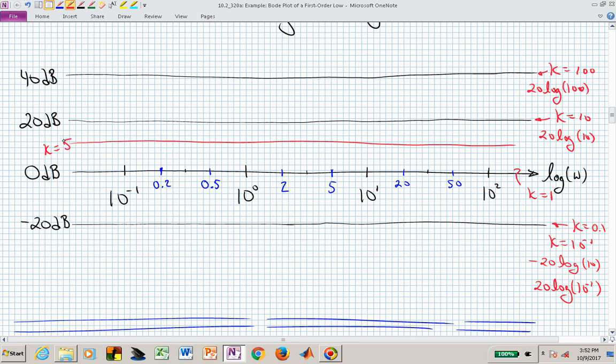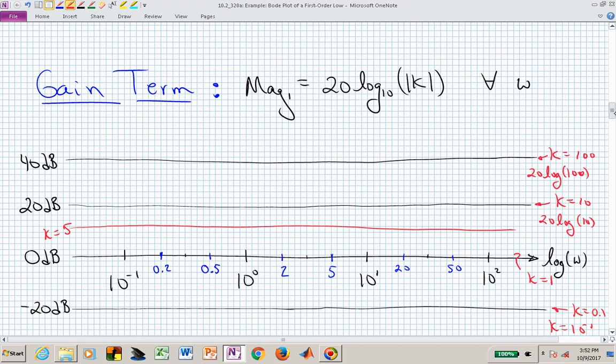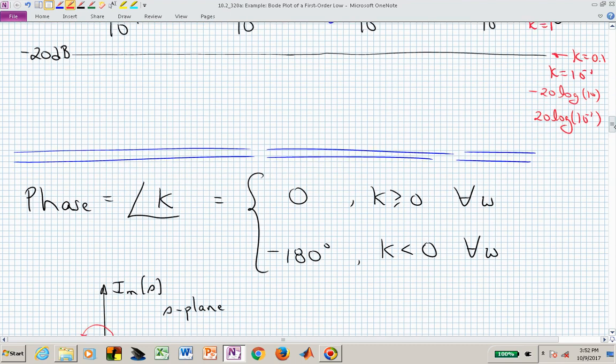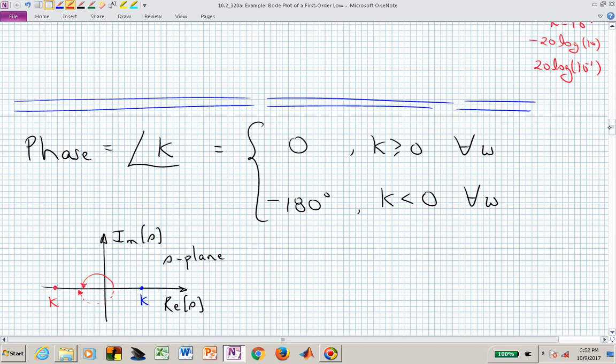which was 5. So now, depending on what k ends up being, we just draw a line, a flat line, as a function of omega. That's now the gain term, Bode plot, as a function of frequency. How do we sketch the phase of that gain term?